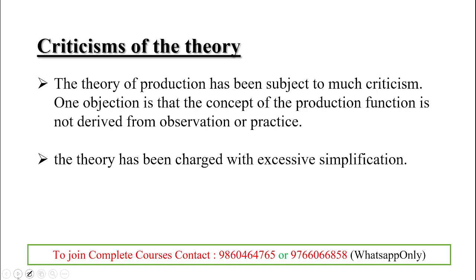Then the criticism of the theory. The theory of production and theory of cost have some criticism about their operation. The first criticism is that the theory is not derived from any observation or practice, so the empirical study of the theory is lacking. The second point is that the theory has been charged with excessive simplification. No complication is introduced at any stage.